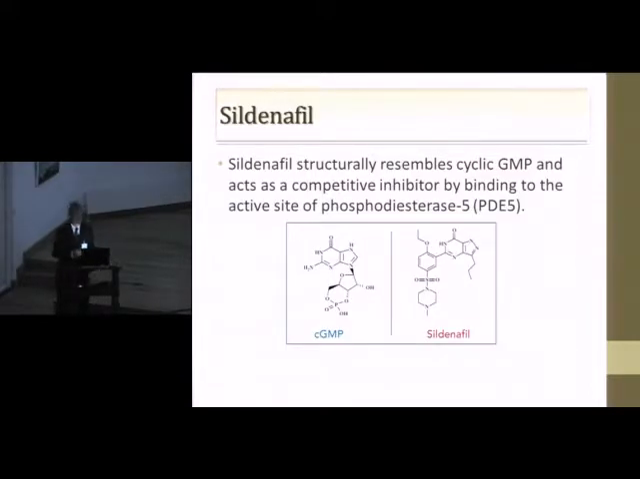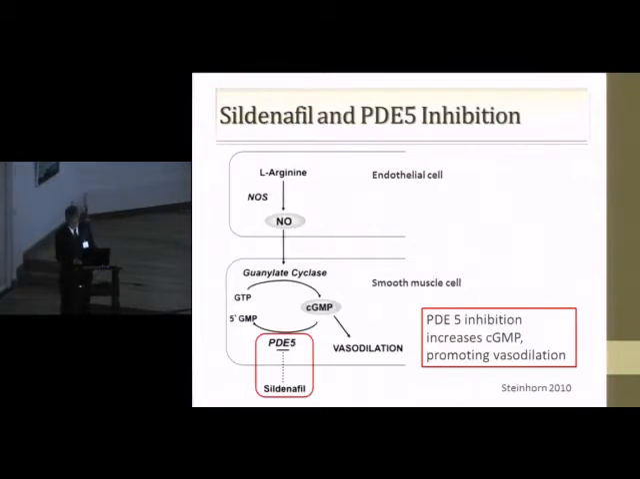How does sildenafil work? Well, it structurally resembles cyclic GMP and acts as a competitive inhibitor by binding to the active site of phosphodiesterase 5. Another cartoon here from Robin Steinhorn, so you can see that phosphodiesterase 5 inhibition promotes vasodilation, and that's precisely where sildenafil acts.